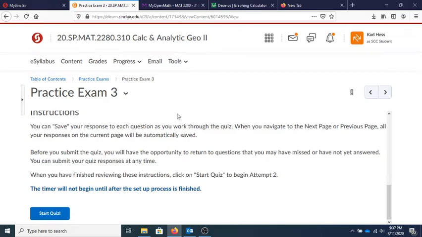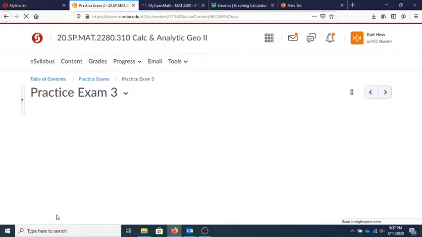Now I disabled the lockdown browser feature so that I could make this recording. One of the things that the lockdown browser does is it keeps you from being able to record the screen. So I had to shut that off for this. So that's something you will have to do that you're not going to see here. But it's really just a matter of clicking on something and downloading that software. So let's go ahead and jump in. Start quiz.